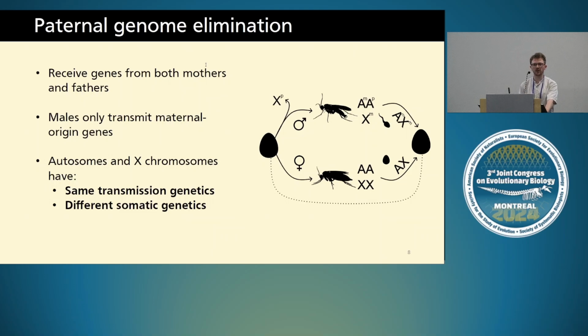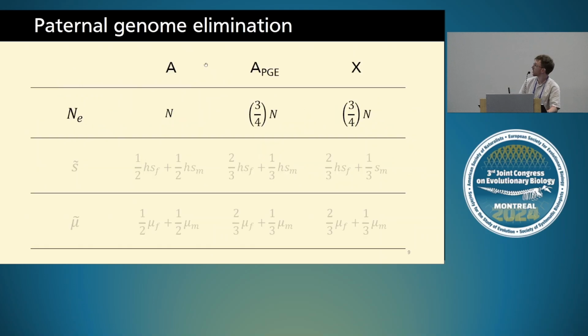So what are some of the population genetic consequences that might arise from this system? Firstly, if we think about some classic popgen parameters, first of all, effective population size: in a standard system, the autosomes and the X chromosomes have a different effective population size, and the X chromosome will typically have an effective population size 3/4 that of the autosomes. However, in our PGE systems, the X chromosome and the autosomes have identical transmission genetics, and that's what determines the effective population size. So the X chromosomes and autosomes in PGE systems will have an identical effective population size.